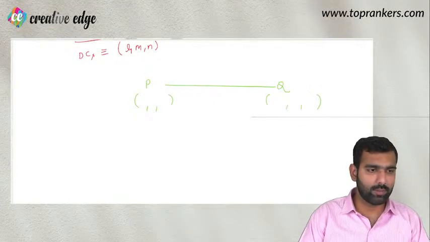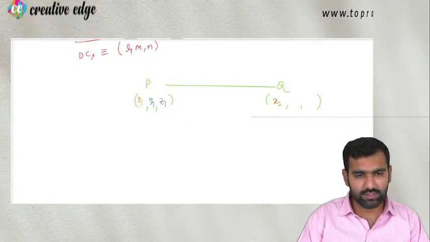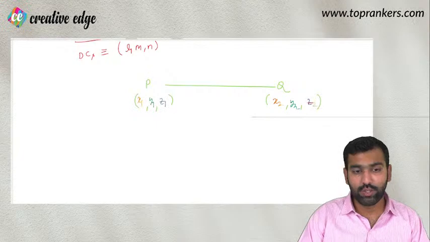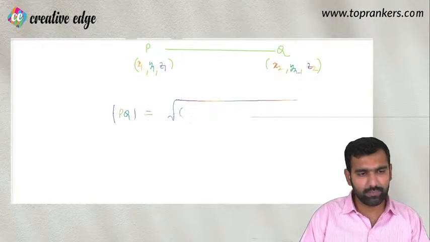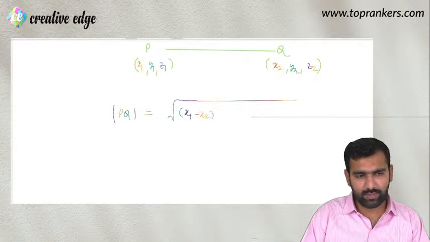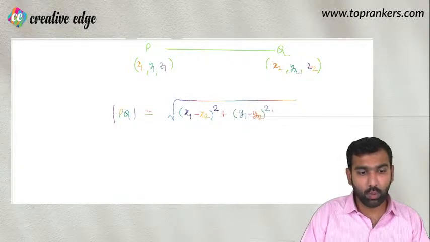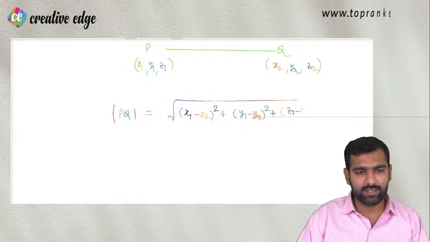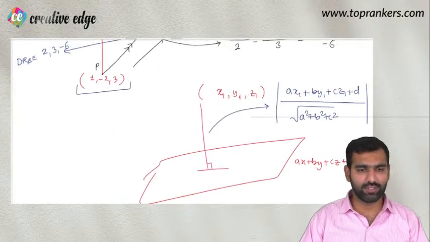If you are still not able to understand, let's say point P is (x1, y1, z1), point Q is (x2, y2, z2). Then the distance between point P and Q is given by under root over, I hope you know this very basic formula, (x1 minus x2) whole square plus (y1 minus y2) whole square plus (z1 minus z2) whole square, and that's how you will figure out the distance between point P and Q.